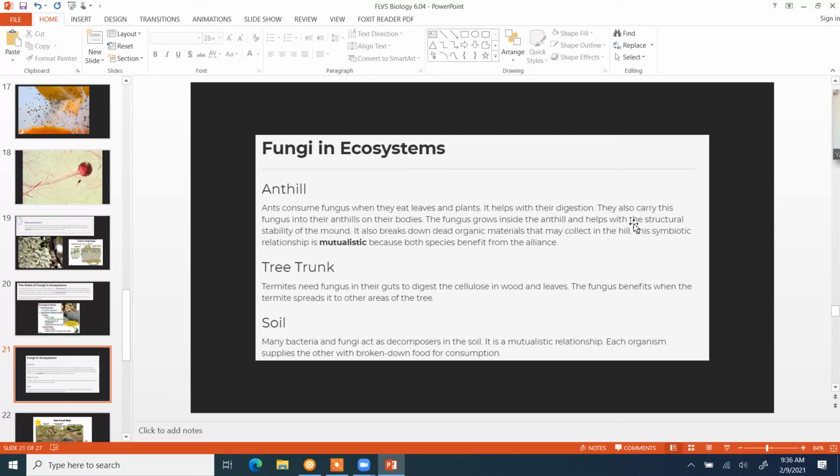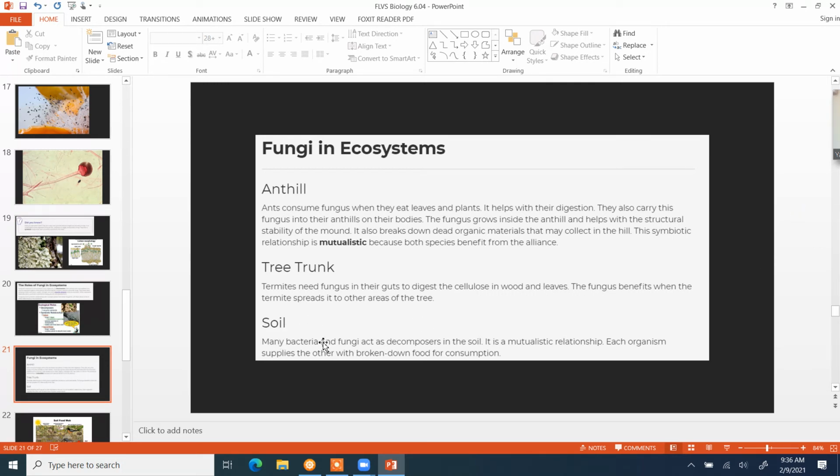Right? So tree trunks. So termites, they eat wood, and wood is made of cellulose. So inside of their digestive system, they have fungi. And the fungi actually help the termite to digest the wood. Most creatures cannot just eat wood and digest it. It's very difficult to digest wood. But termites have fungi inside of their system, and that's why they're able to digest it.